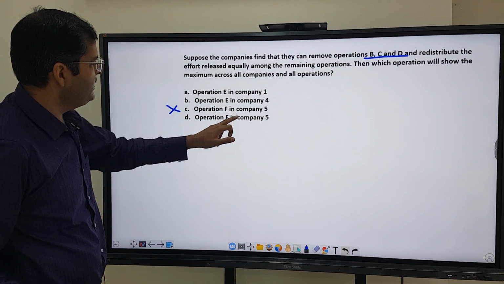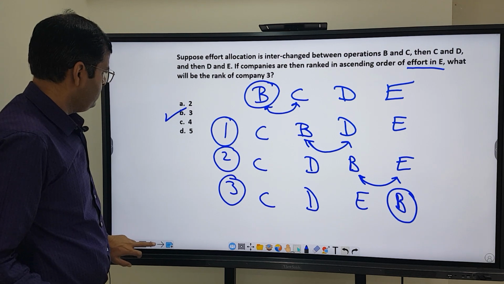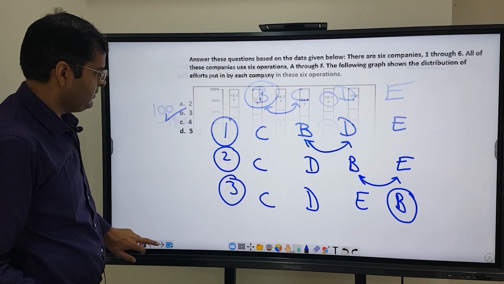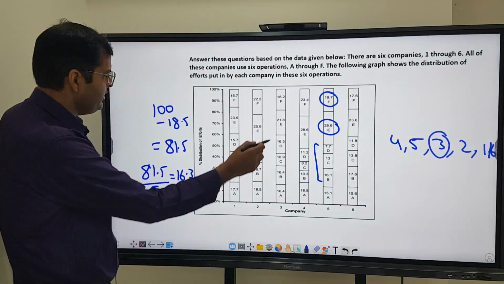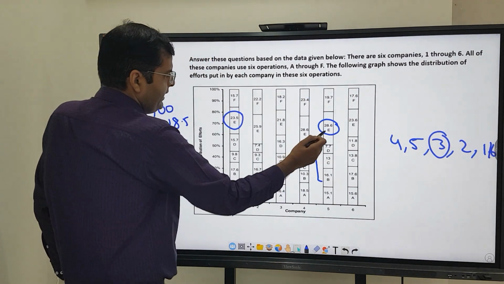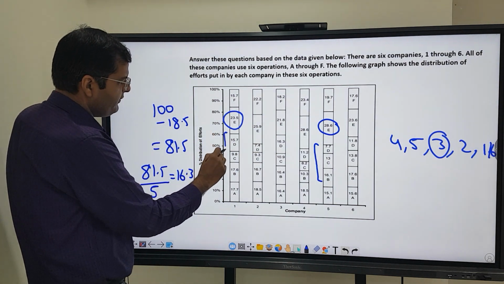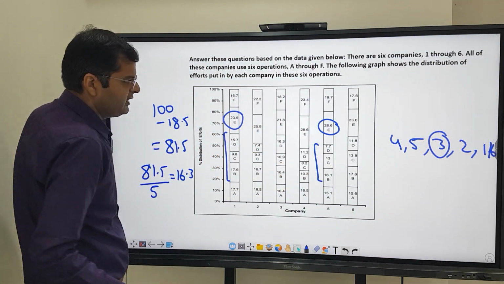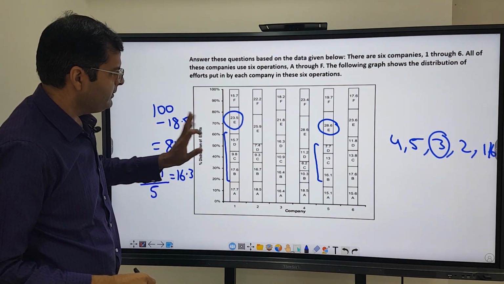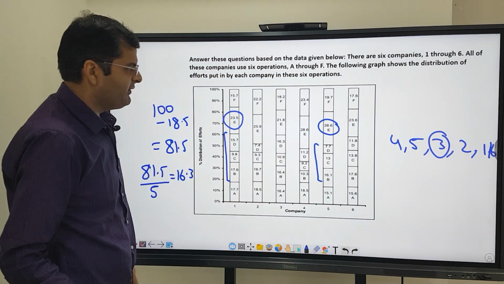Now we'll look at operation E in company 5 and operation E in company 4, or maybe company 1, because company 4 is almost comparable. Operation E in company 1 is 23.5 right now, and operation E in company 5 is 28.6. If I release BCD in both, how much am I releasing? Here 17.6 plus 19.8 plus 15.7, and here 16.1 plus 13 plus 7.7.